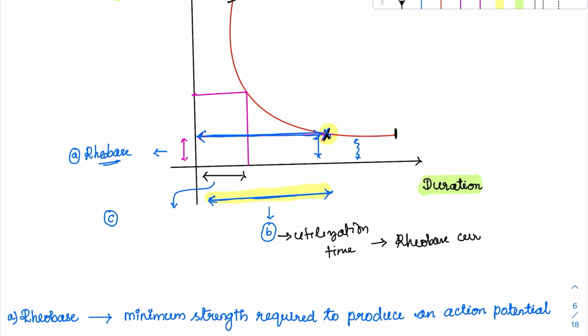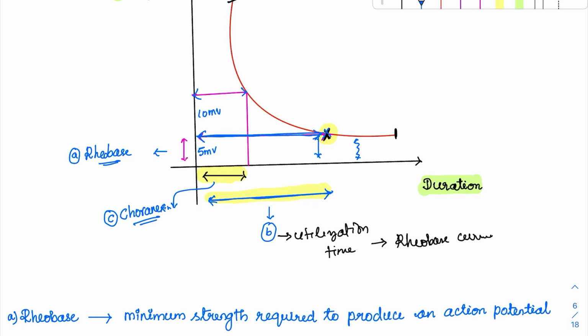And I have marked one more, C, here, where we have doubled the Rheobase. For example, the Rheobase is 5 millivolt. We will double the Rheobase to 10 millivolt and see in how much duration the action potential is produced. So this duration is called Chronaxie. Chronaxie is also along the x-axis.